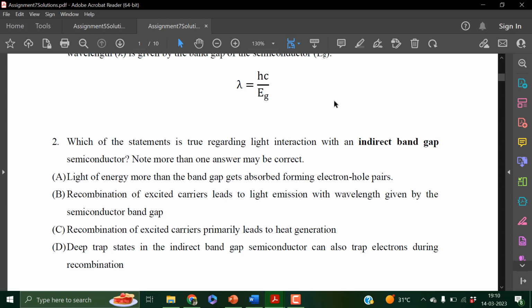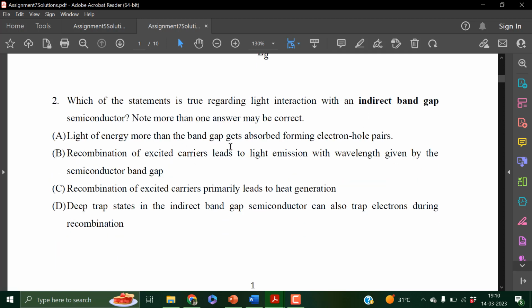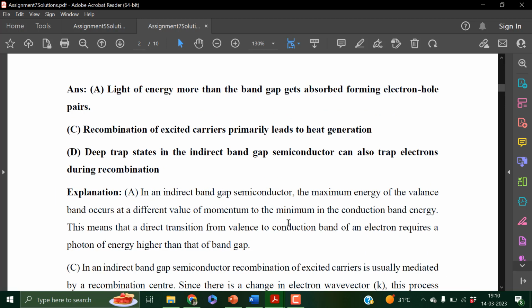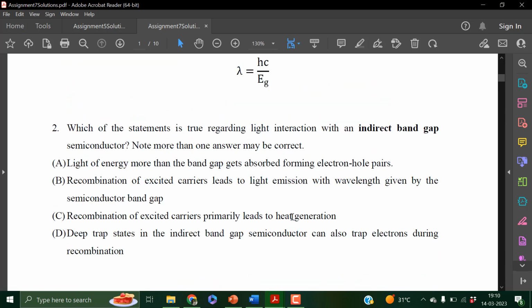Indirect band gap means that there will be photons and phonons. Light interaction: light of energy more than the band gap gets absorbed, forming electron hole pairs. Recombination of excited carriers leads to light emission with wavelength given by the semiconductor band gap. Recombination of excited carriers leads to heat generation. Deep trap states in an indirect band gap semiconductor can also trap electrons during recombination. So we have to find which of them are true, right? According to my knowledge, I have put 1, 3 and 4. Basically, indirect band gap semiconductor means there will be photons and phonons, so C will be there.